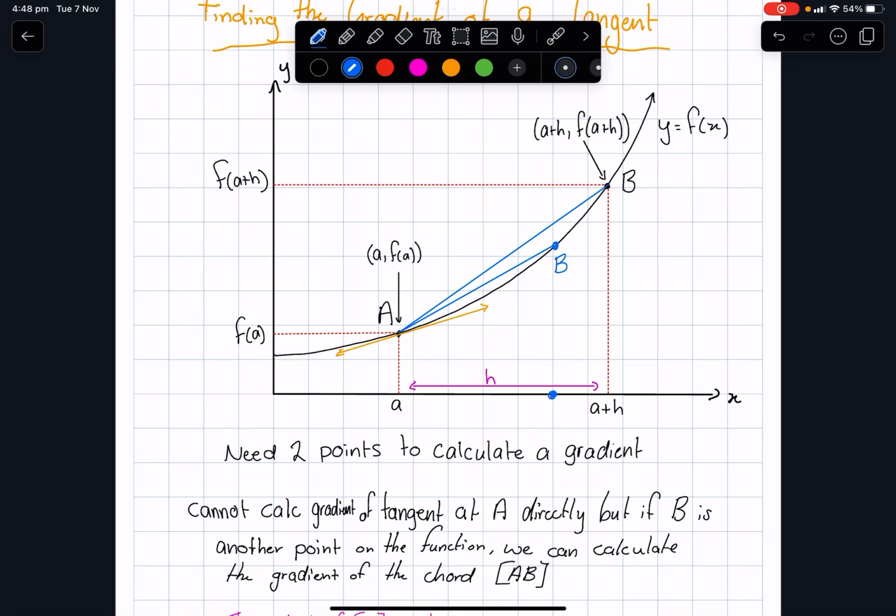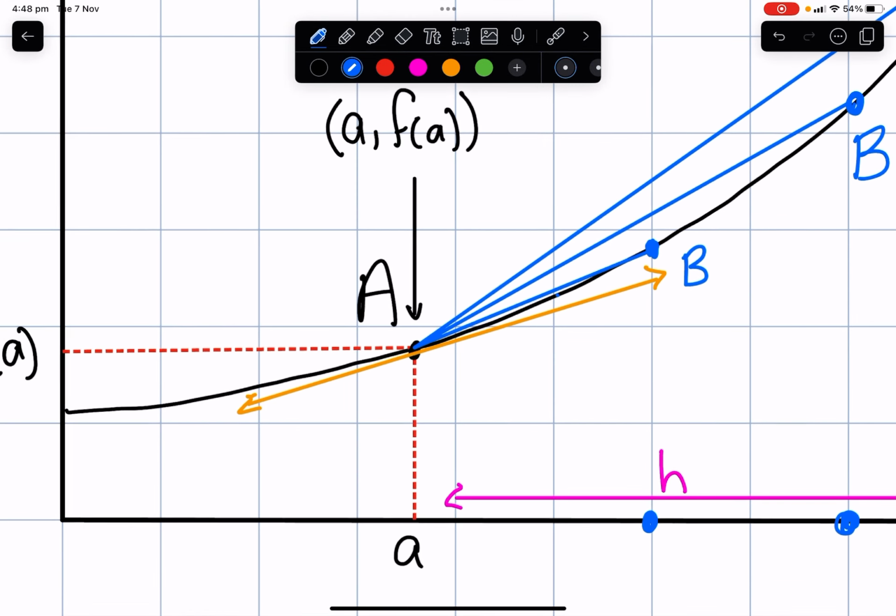But what if I bring that h value in even further and I make my B value here now? And I draw a tangent to there and I zoom in a little bit. We can see that it's actually getting closer and closer to the gradient at the tangent at point big A.